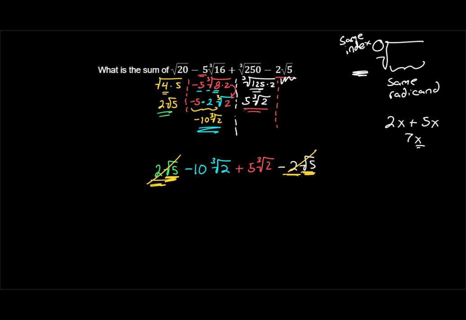Then we have negative 10, specifically the cube root of 2. We also have another cube root of 2. So we're going to add their coefficients. Negative 10 plus 5 is negative 5, and my cube root of 2 just stays the same. I can't do anything else after combining like terms, so this should just be the answer.